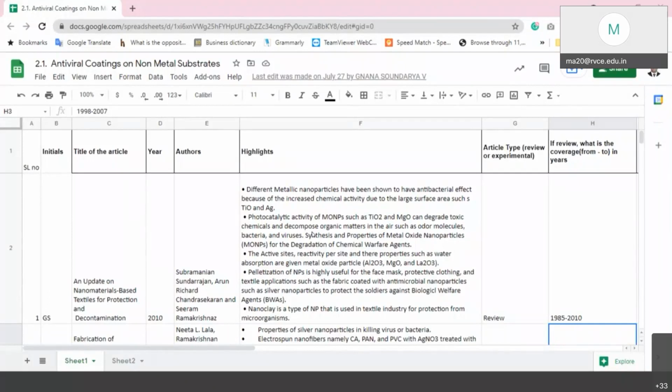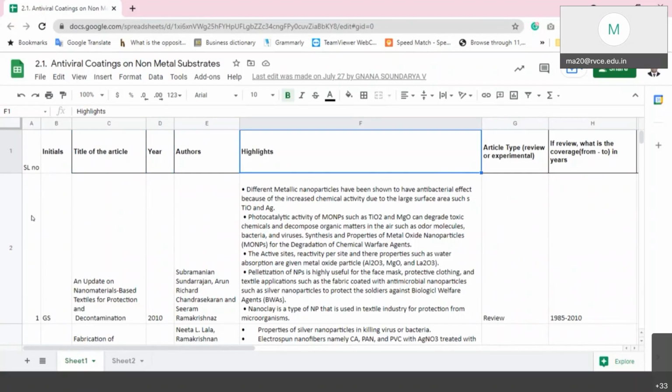So whatever literature we are going to collect, we are going to document that in this procedure. First, of course, you are going to number all the articles that you are going to collect. Next, you're going to put your initials as a student. Then you will add the title of the article, the year in which it is published, who are the authors who have published those articles, and highlights. Here, it is the information that you collected from that paper.